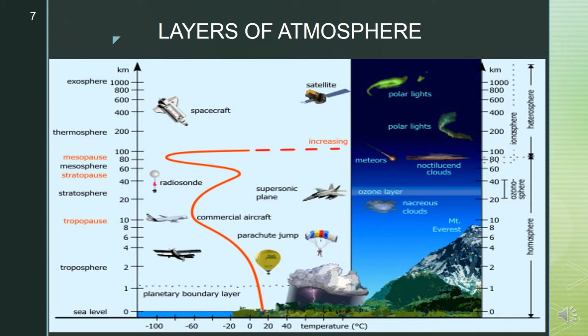So these are the layers of the atmosphere, and there are certain organisms that can exist in these 5 layers, with variations. The atmosphere is thickest near the ground surface and thins out with height until it evenly merges with space.